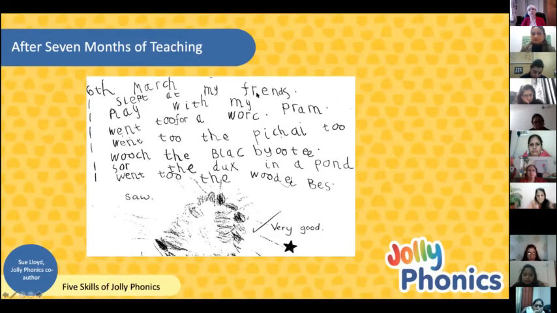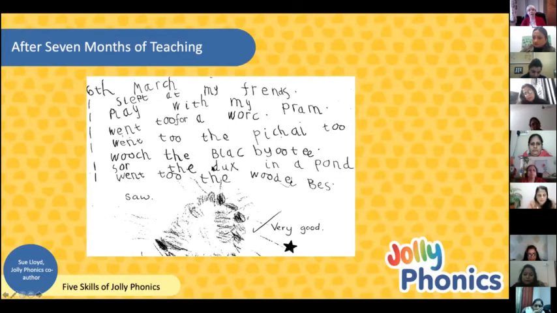I slept at my friend's. I play with my pram. I went for a walk. I went to, this is meant to be pictures too. And then I whoosh, instead of watch, I whoosh and here, Black Beauty. All incorrect, a lot of incorrect spelling, but you can read it.